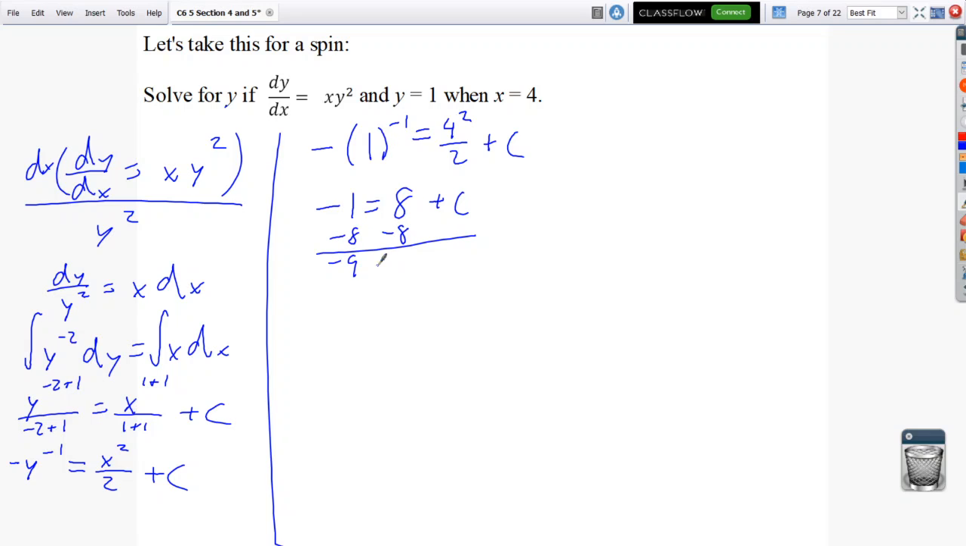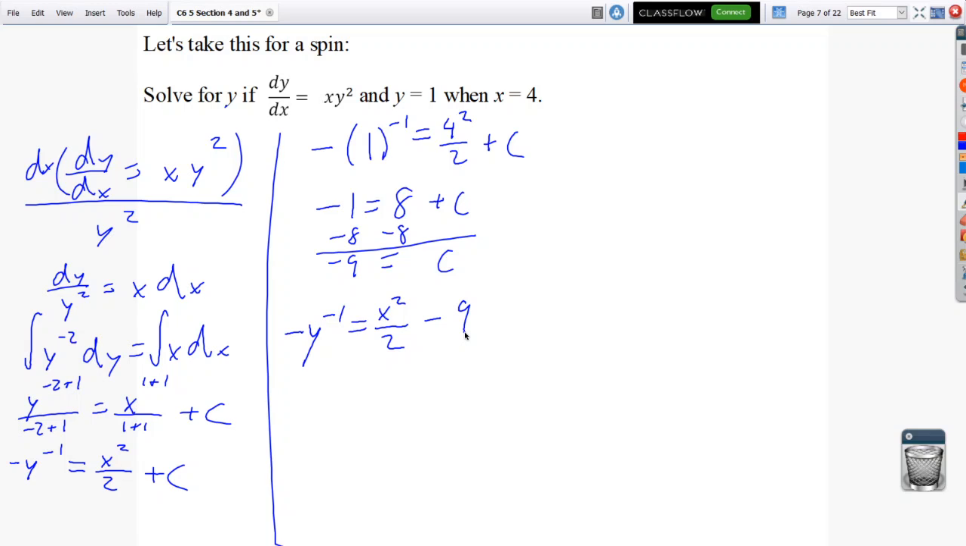We get negative 9 is equal to c. All right, so now we have c. Just like we've done for the rest of the chapter, we're going to take that c and plug it in over here. We've now got negative y to the negative first is equal to x squared over 2 minus 9. And now we need to use any strategy we have available to us in order to get the y solved for.